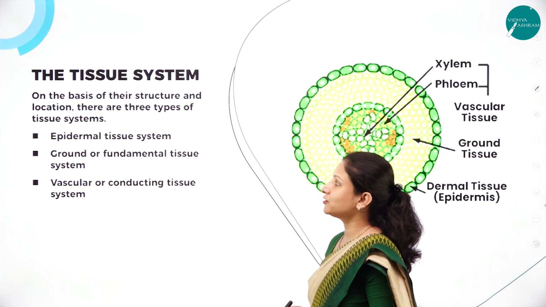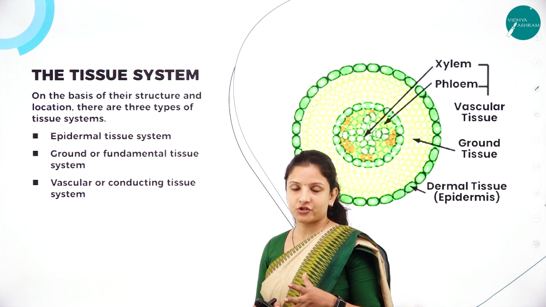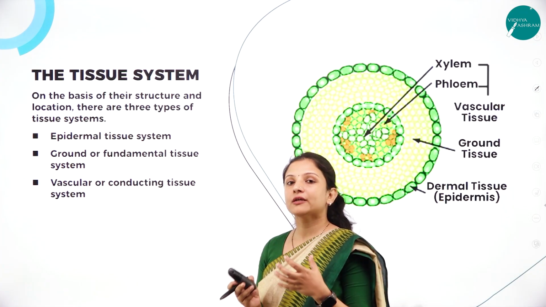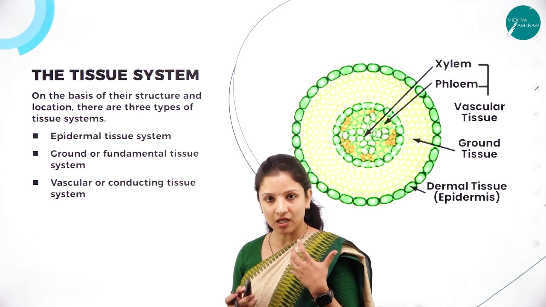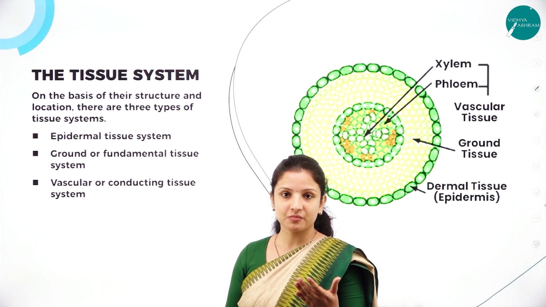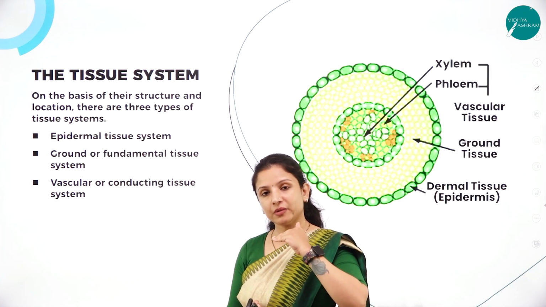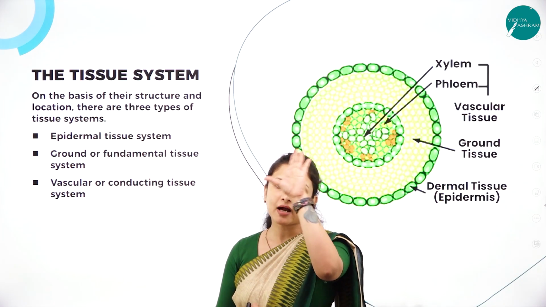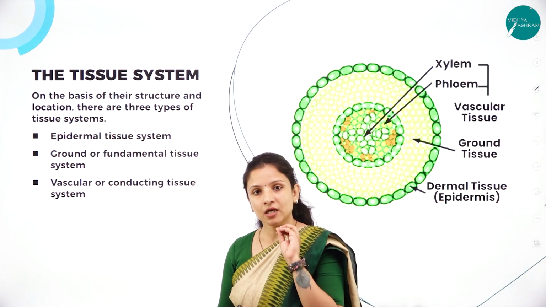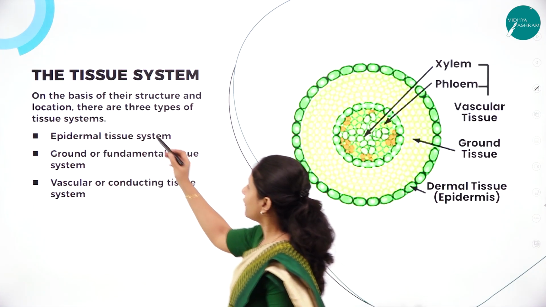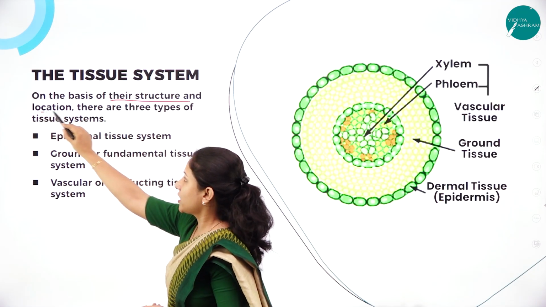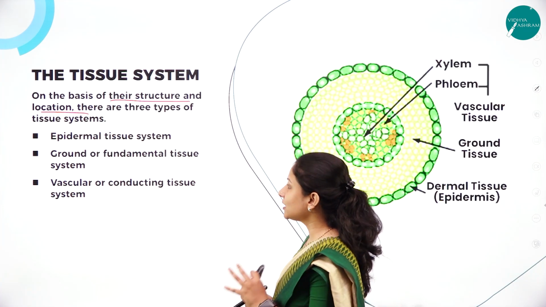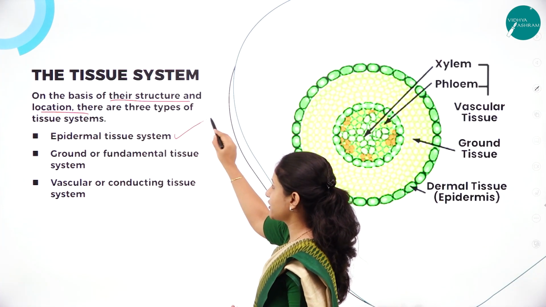So usually plants, on the basis of their structure and location of the cells that are there in them, the cells group together to perform a particular function. Say for example, the epidermal cells. The epidermal cells usually will be present on the outer surface of the plant, so that the entire plant will get covered and protected. Therefore, on the basis of their structure and location, the tissue systems in plants are divided into three main types. One is the epidermal tissue system.